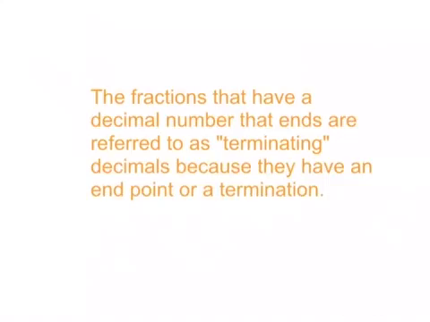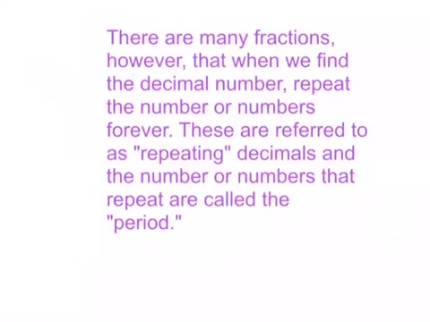The fractions that have decimal numbers that end are referred to as terminating decimals because they have an end point or a termination. They don't keep going on and on and on. They stop, and you can see the clear end on your calculator. There are many fractions, however, that when we find the decimal number, repeat the number or numbers forever. These are referred to as repeating decimals, and the number or numbers that repeat are called the period.